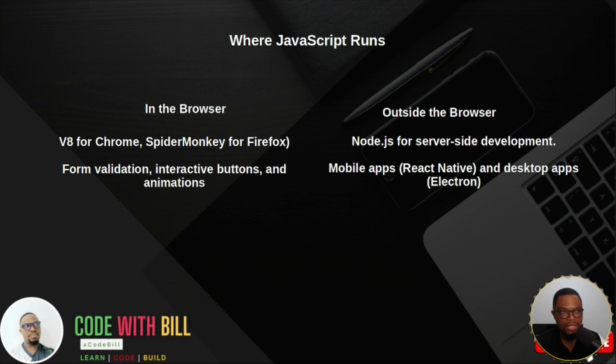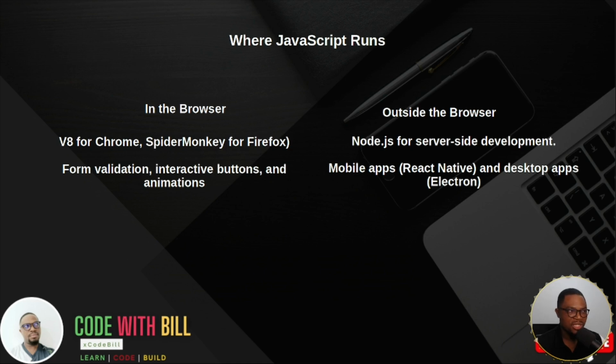Now, JavaScript runs in two separate environments, if you can put it that way. It either runs in the browser or outside of the browser. Remember that JavaScript was initially created to run in the browser, and there it runs on what is known as an engine. For Chrome, this is the V8 engine. I know we're not talking about cars. And in Firefox, it uses an engine called SpiderMonkey.